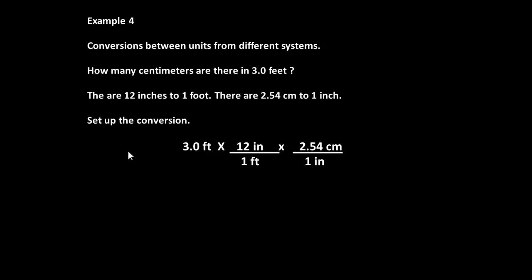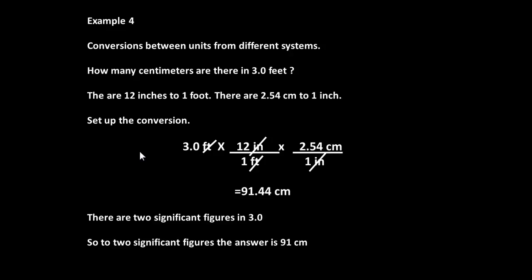Okay, sometimes we have to convert from different systems. For example, how many centimeters are there in 3 feet? We know there are 12 inches to the foot. We know there are 2.54 centimeters to an inch. So let's set up the conversion. 3 feet times 12 inches over 1 foot, that'll turn it into inches, and then multiply by 2.54 centimeters over 1 inch, that will turn it into centimeters. Okay, cancel out the units, and you can see that we're going to be left with an answer that's in centimeters. And to multiply that together, 3 times 12 is 36, times 2.54 gives 91.44.